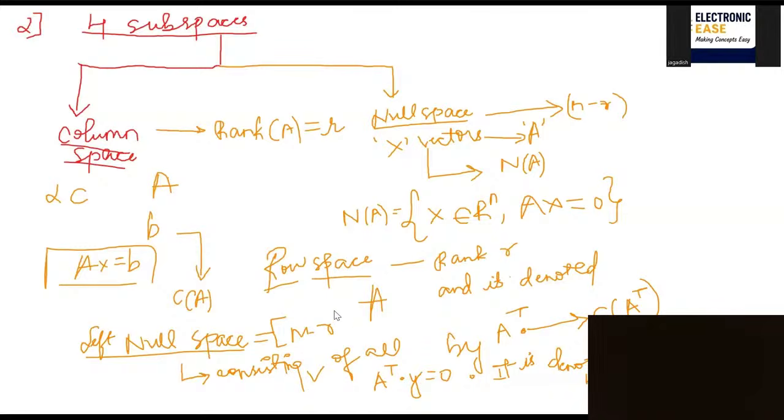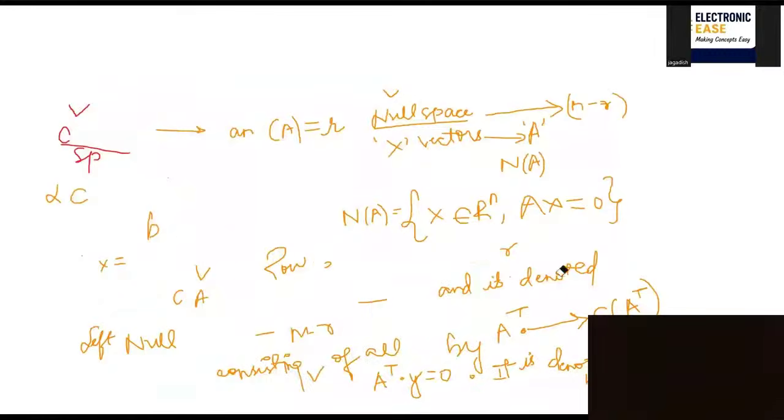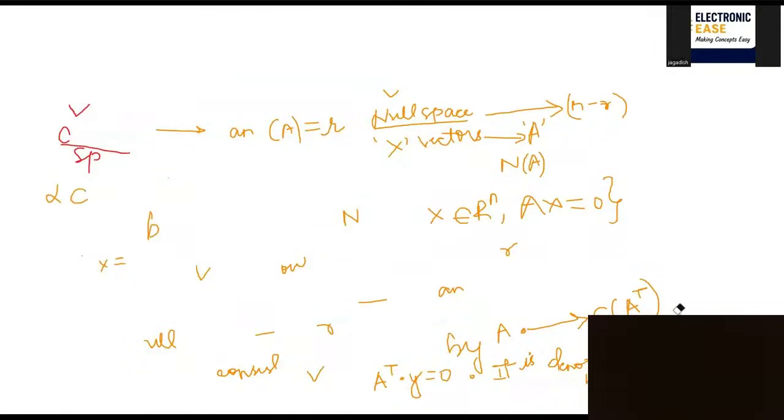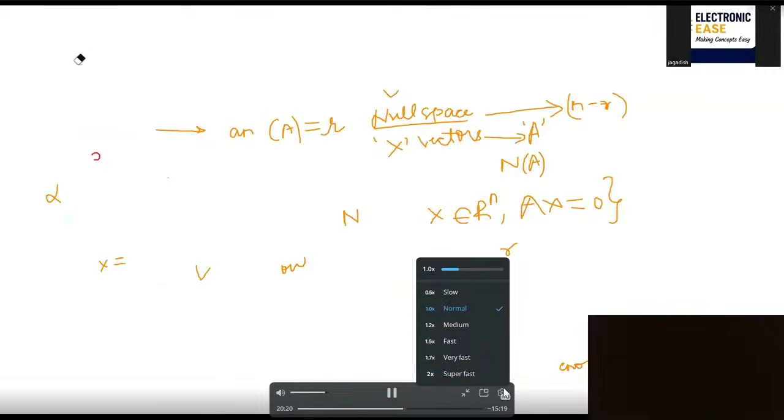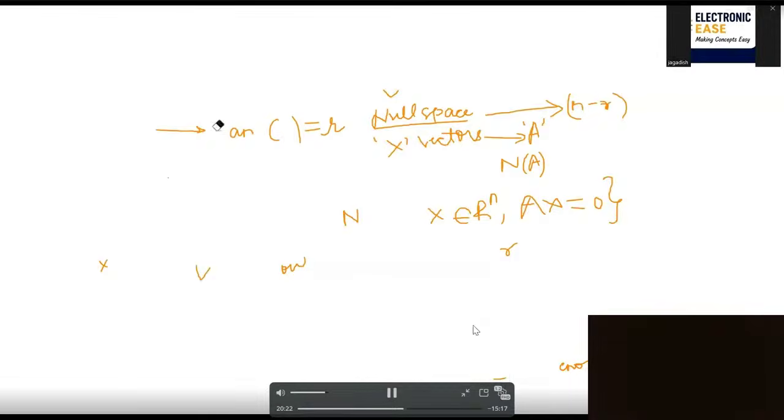So totally there are 4 subspaces. What are the 4 subspaces? Column space, null space, row space, left null space. You can learn these. This is the theory part, which is mostly asked in your examination. The remaining concepts are not that important for theory. If any theory comes, I will let you know. So in this module 1, this is the theory we can expect.